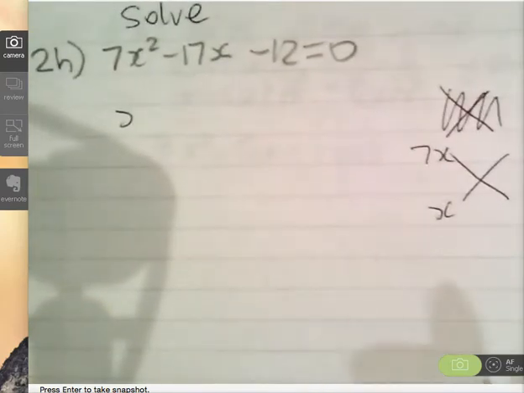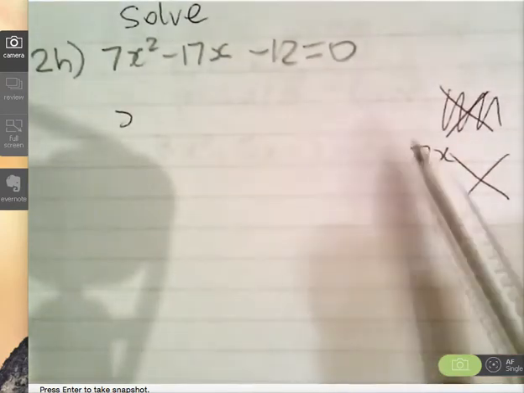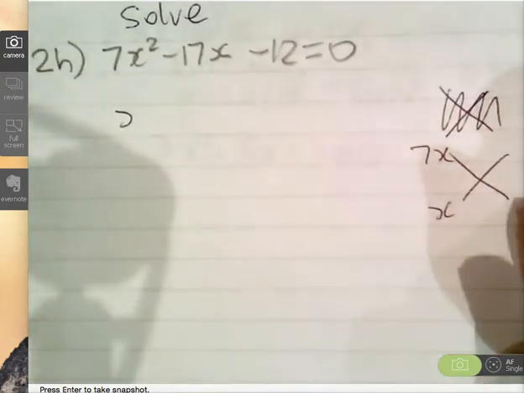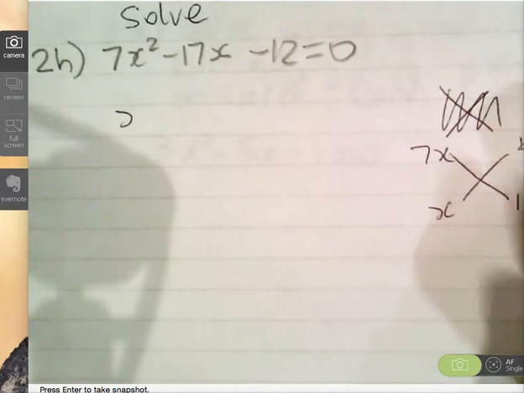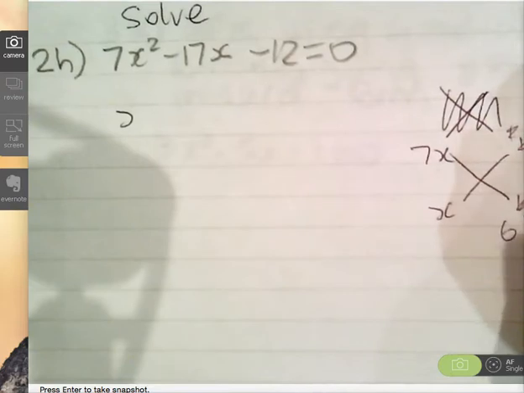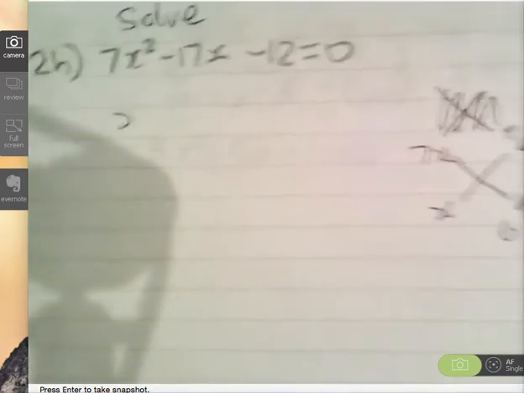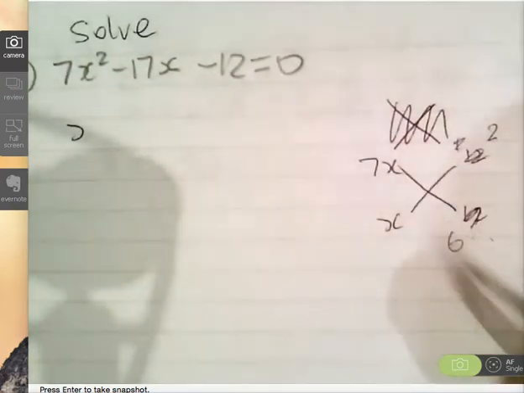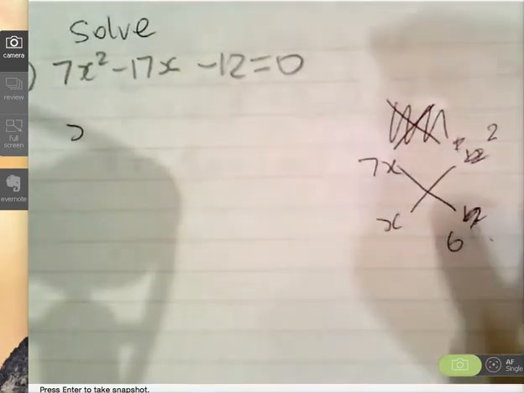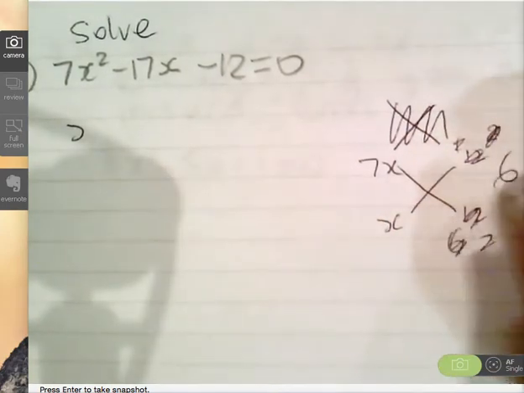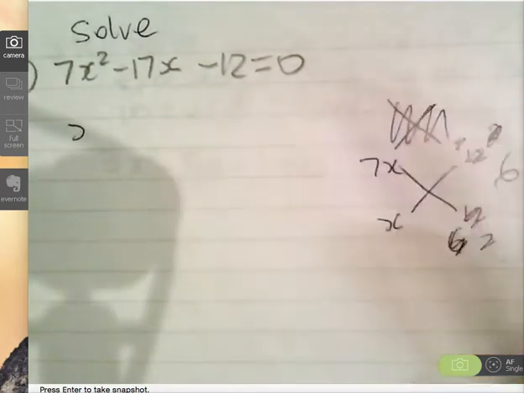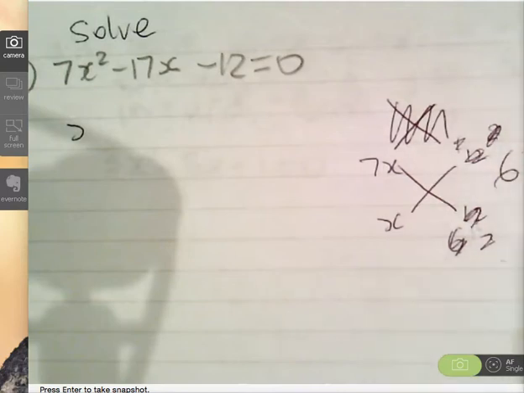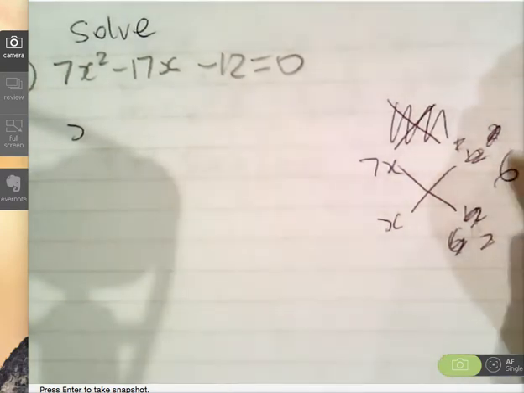I mean, just think, you've got 7x and x, all the factors of 12, we could have 1 and 12. That's not going to work. 12 and 1 is obviously not going to work because I've got 84 and 1. You could have 6 and 2. That's not going to work because I've got, sorry, I'm off screen, I've got 42x and 2x. That's not going to give me minus 17. You could have 2 and 6. That's 14x and 6x. That's going to give me 20, or it's going to give me 8x. So none of these are working.